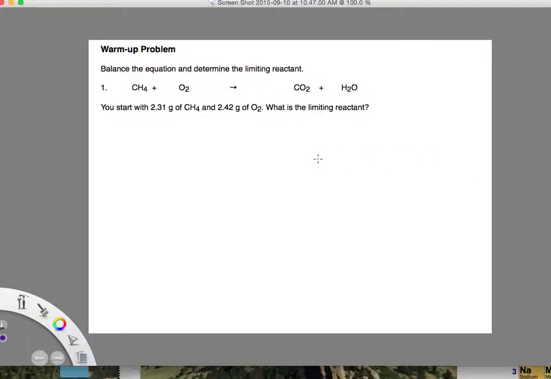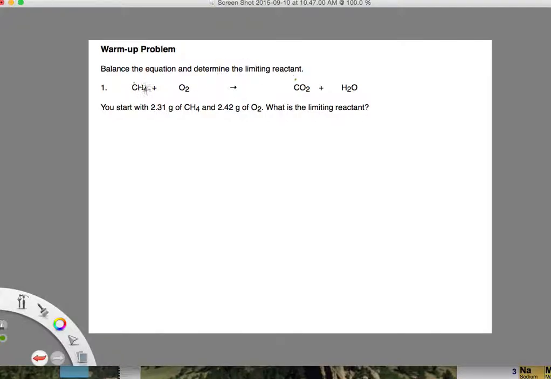Okay, balance the problem, and then determine the limiting reactant. So the first thing you've got to do is balance that equation. What I like to do is get the most complicated molecule first. In this case, maybe it's this. Okay, how many C's? 1 C, 1 C over there. That's good.